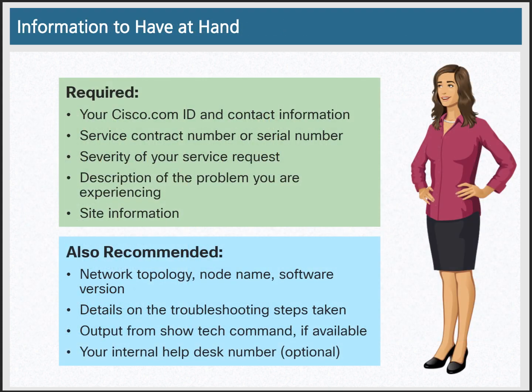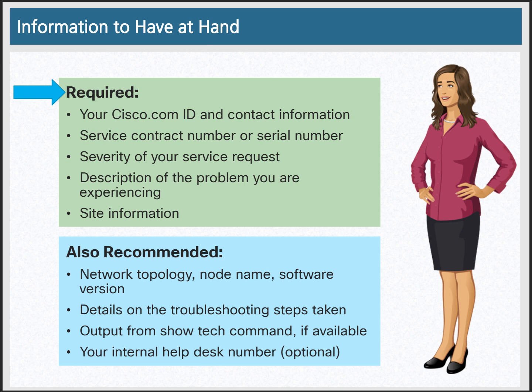There is both required information and recommended information that you need in order to open a service request. Required information includes your CCO ID and contact information, name, phone number, and email address. If you don't have a CCO ID, you can create one. Watch the video How to Create a CCO ID for more information. You will also need the product serial number or your service contract number.